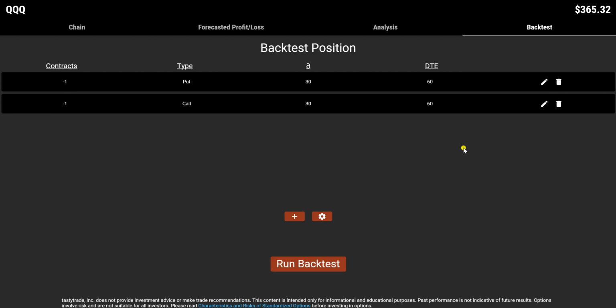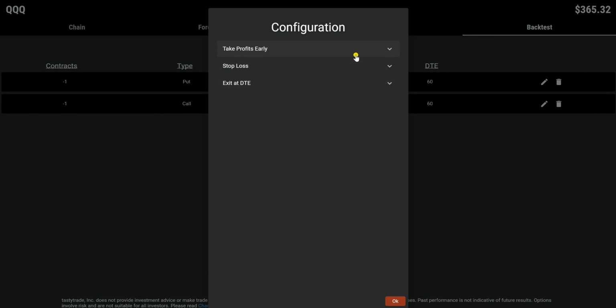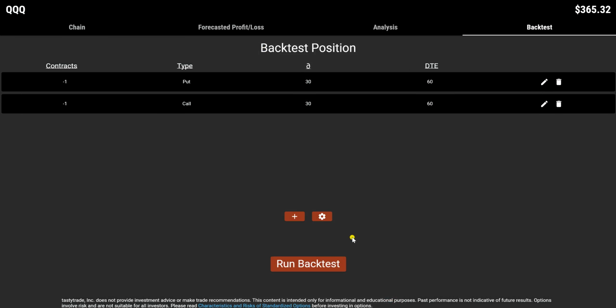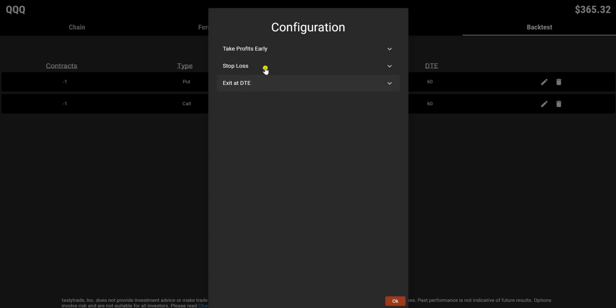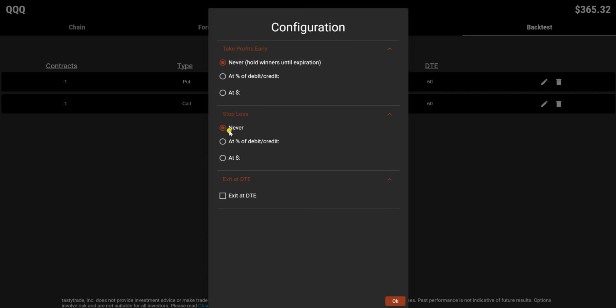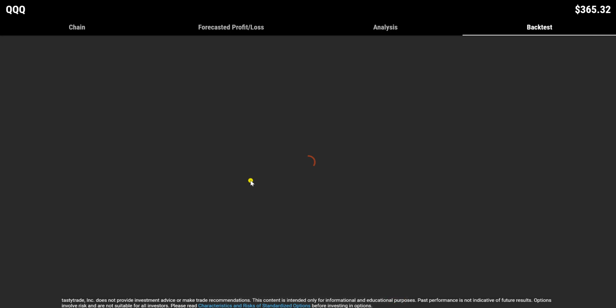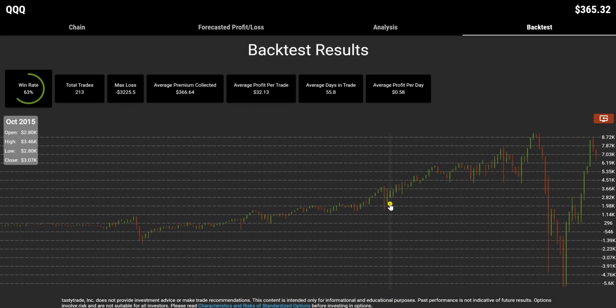So you can go back and change up your backtest configuration. Unfortunately, and this is something that I gave feedback on, when you hit that back button, at least right now in the beta, you lose your configuration. So you have to re-put in whatever. So then if we hold to expiration, never stop loss, never exit the trade, we run the backtest, we can compare how that one does.